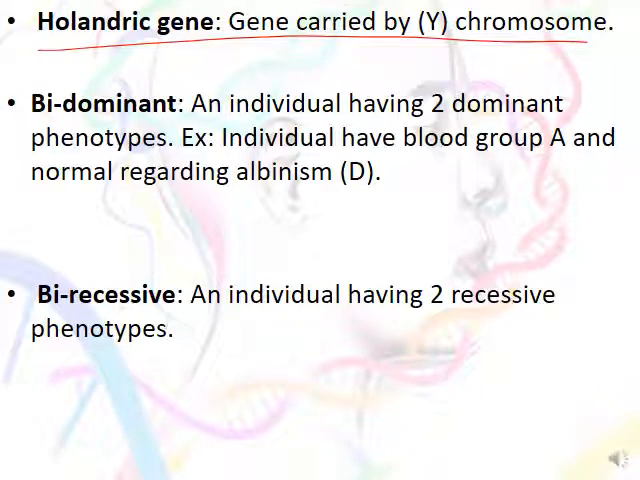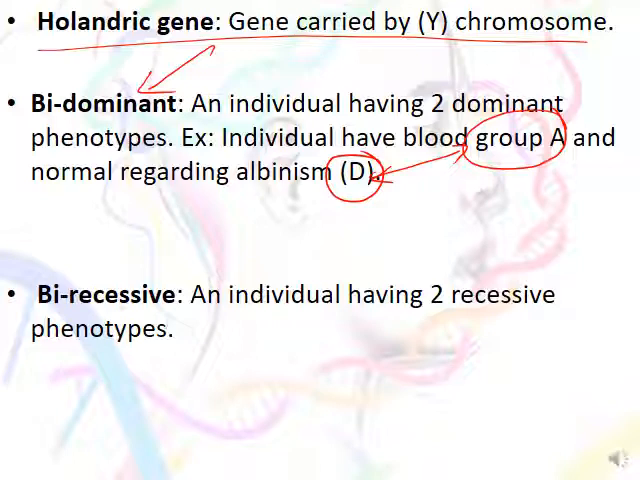Bidominant or bi-recessive. Bidominant is an individual that has two dominant phenotypes. For example, I am dominant for the blood group, I have blood group A, and I am dominant regarding albinism: I'm normal, so I have the allele D. Both traits are different from each other, but both of them are dominant. So we say that this individual is bidominant for these traits.